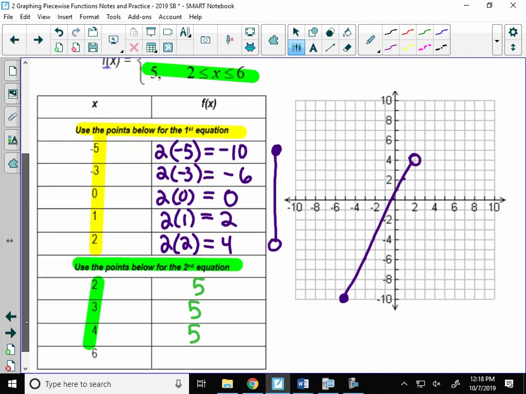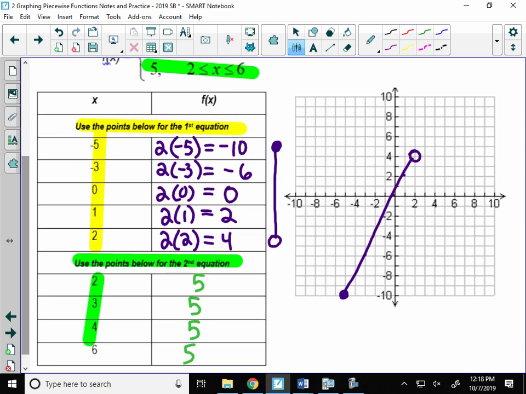I know there's a 6 too. Horizontal. Okay, so when I look here at 2, what kind of dot's going to go at 2, 5? Closed. What kind of dot's going to go at 6, 5? Closed. Now again, there's 2 numbers in my domain, so it's going to be a line segment that connects between those 2. So I'll plot 2, 5 with a closed dot, then 3, 5, 4, 5, 5, 5, 6, 5 has a closed dot, and I connect them. So that is your piecewise graph.